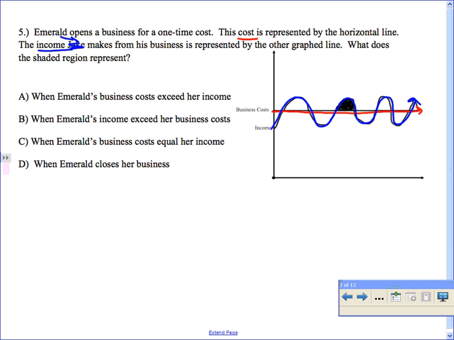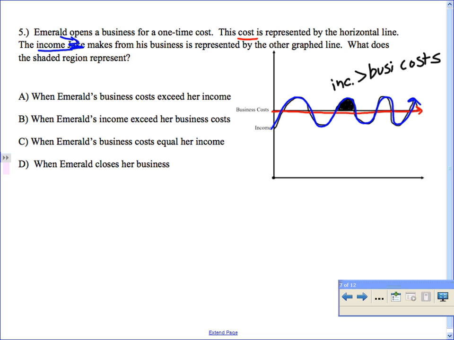The shaded region is telling us that the income, that blue line, is greater than the cost. So this shaded region right here is telling us that the income, I'm just going to abbreviate, is greater than the business cost. And you want that to happen. You want that income to be greater than the business cost. You want him to be doing well and making a profit for his company.